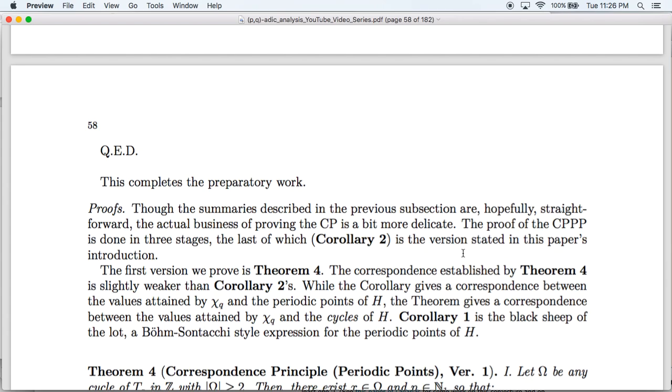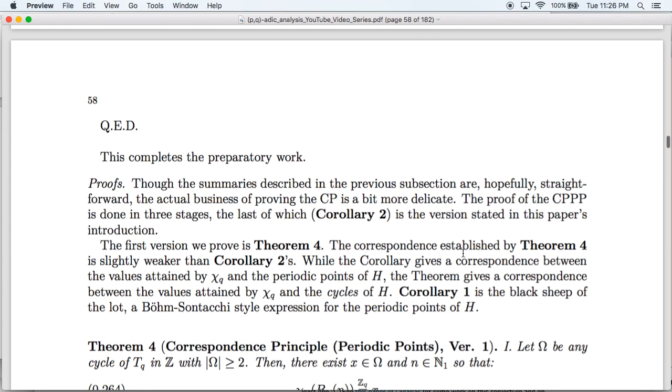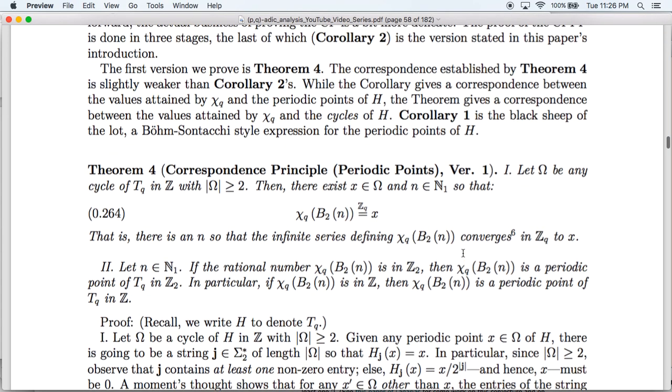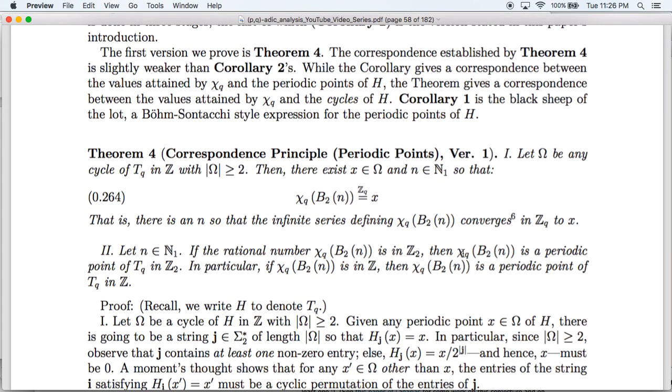Now we get the proofs. Though the summaries described in the previous subsections are hopefully straightforward, the actual business of proving the CP is a bit more delicate. The proof is done in 3 stages, the last of which, Corollary 2, is the version that we saw in episode 2.